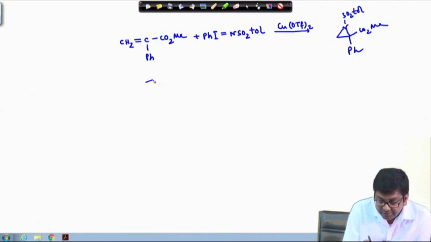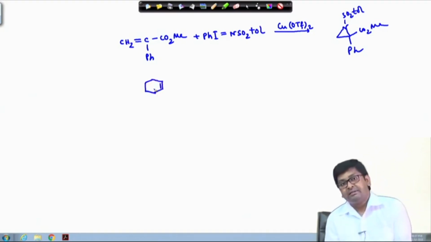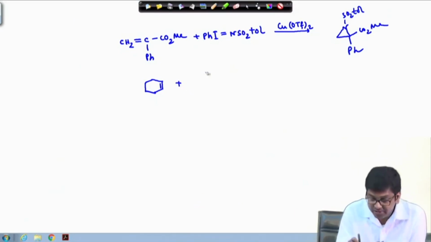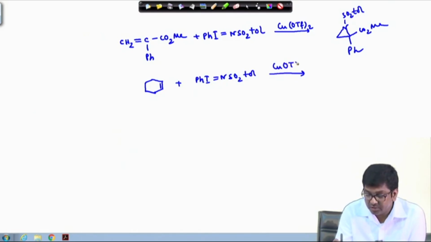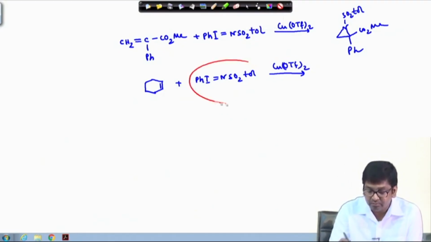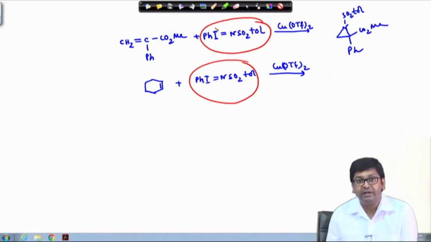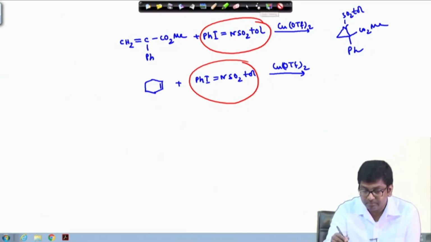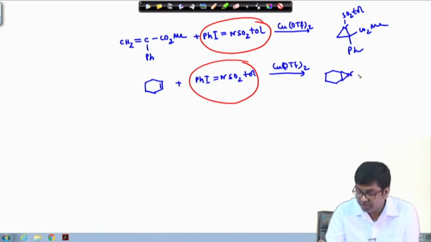Similarly, if we take this olefin, cyclohexene here, then similarly in presence of this sulfonyl iminoiodinane, let us say we have taken NSO2 toluene, then again in presence of copper triflate, this will generate the corresponding nitrene, and that eventually will give the end product, the corresponding aziridine ring.